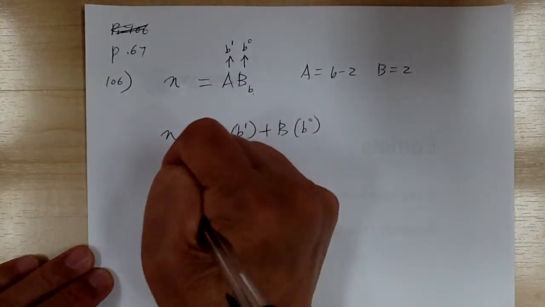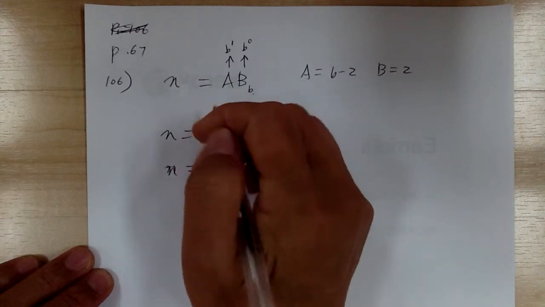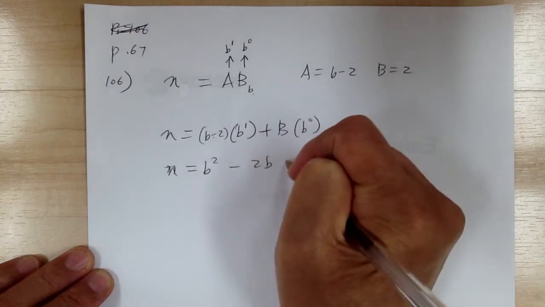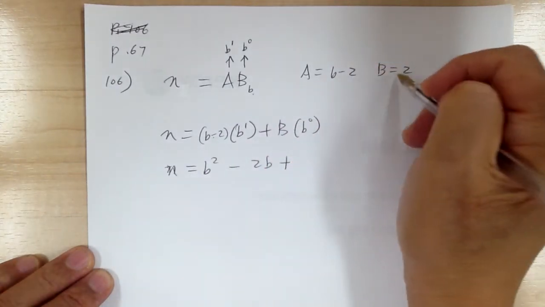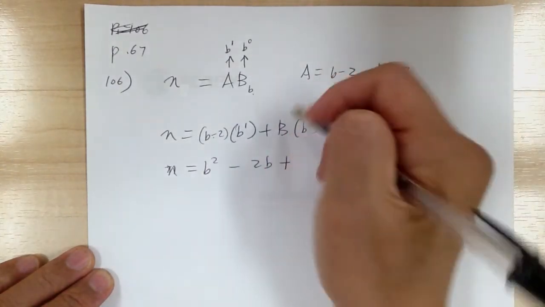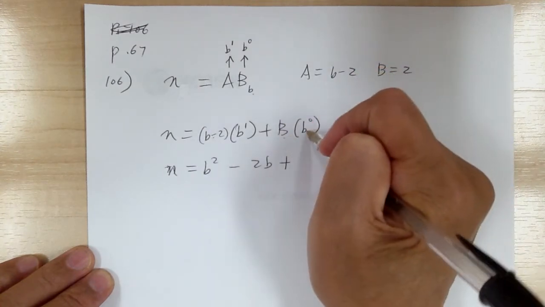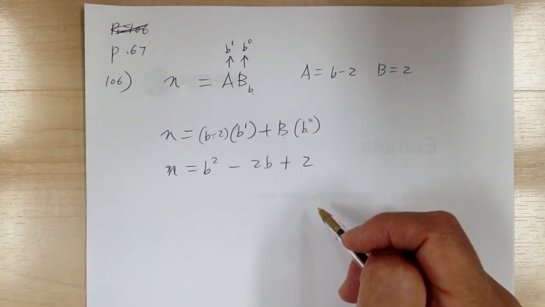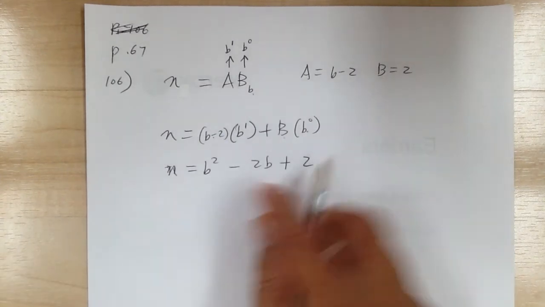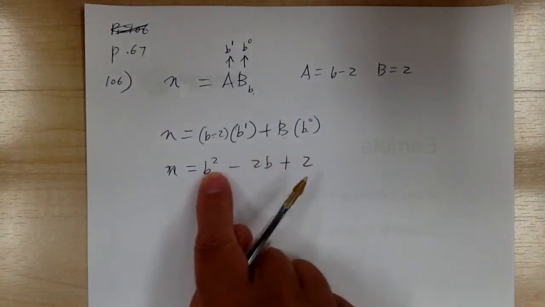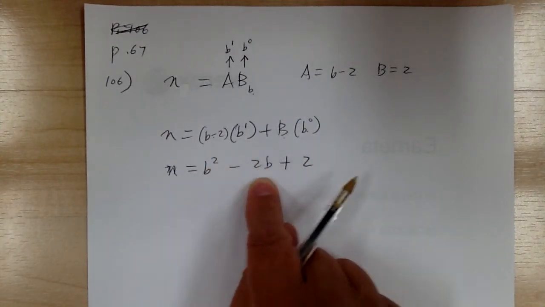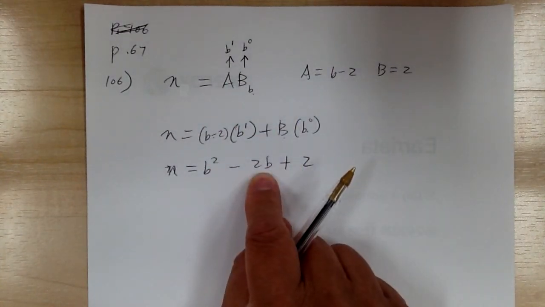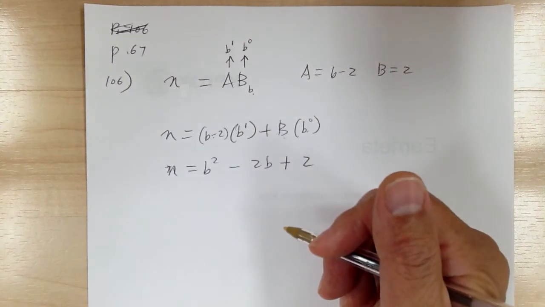So you work it out. n is equal to b squared minus 2b plus, and it tells you b equals 2. So this is equal to 2, and this is equal to 1. So it'd be plus 2. Now you have this expression, so n equals this number in base 10, because we multiplied everything out.